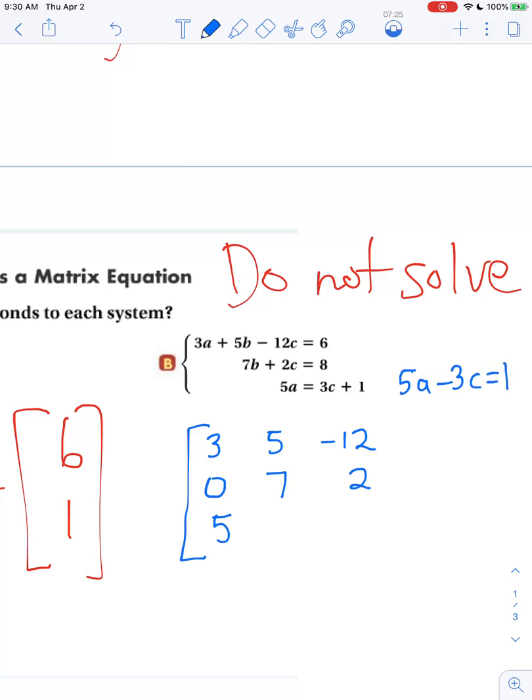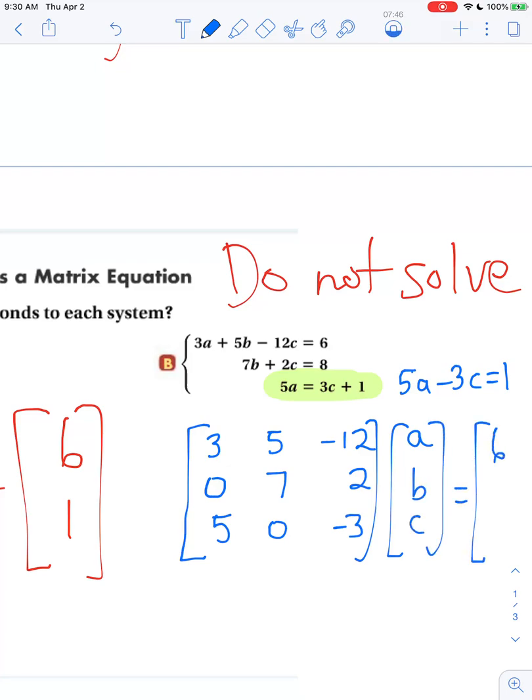Do you see that third equation here? Let me highlight it. This third equation is not in the right form. So I subtracted 3c from both sides. So now this is going to go 5, 0, negative 3. Okay, so be careful. Then my variable matrix is A, B, C, and then my solution matrix is 6, 8, 1.